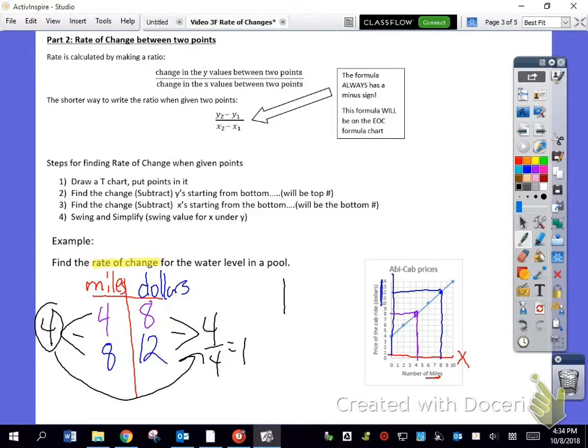Now, this is very, very important. When you are labeling, the dollars goes with the top. The miles goes with the bottom one. So it's dollars over miles. So this is $1 per mile. Okay? And that is the cost of the cab, $1 per mile, based on this graph.